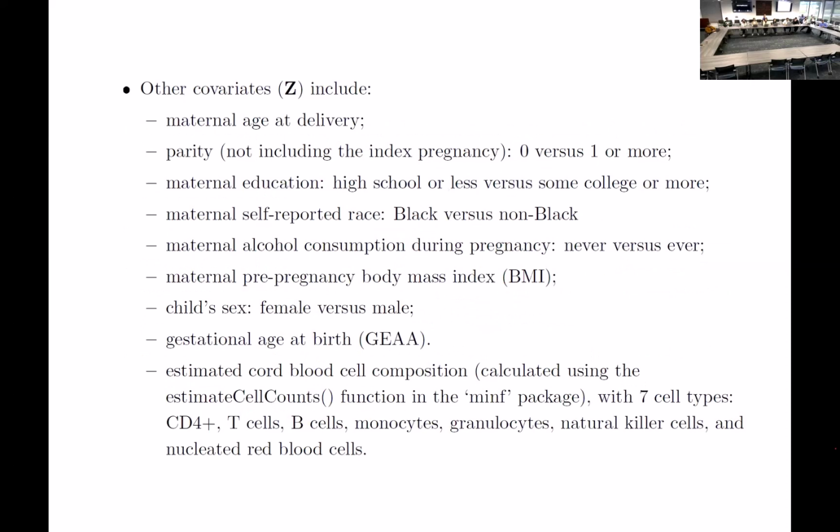So we also adjust for other covariates, which include maternal age and parity, so that is how many previous births. And maternal education, maternal self-reported race, maternal alcohol consumption during pregnancy, maternal pre-pregnancy BMI, child sex, and gestational age at birth. And the last one is estimated cord blood cell composition. There are 7 cell types in the blood, and we use this composition as a covariate in our model.